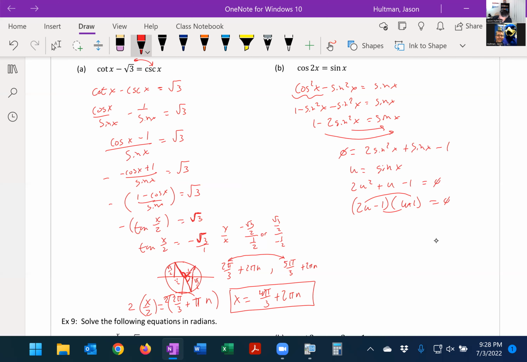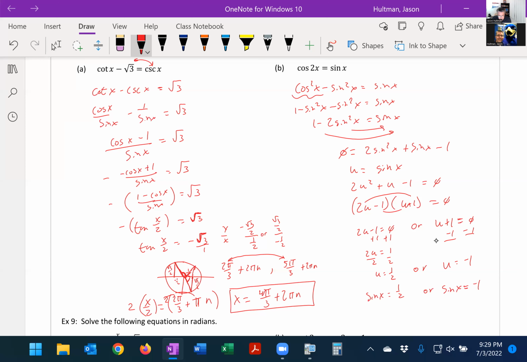So now we're going to say, well, this is going to be 2u minus 1 is equal to 0, or u plus 1 is equal to 0. Okay, good. So 2u, let's add 1 to both sides there. So this is 2u is equal to 1, divide by 2, so u is equal to 1/2, or subtract 1, u is equal to -1. But what was u? U was sine x. So sine x is equal to 1/2, or sine x is equal to -1.